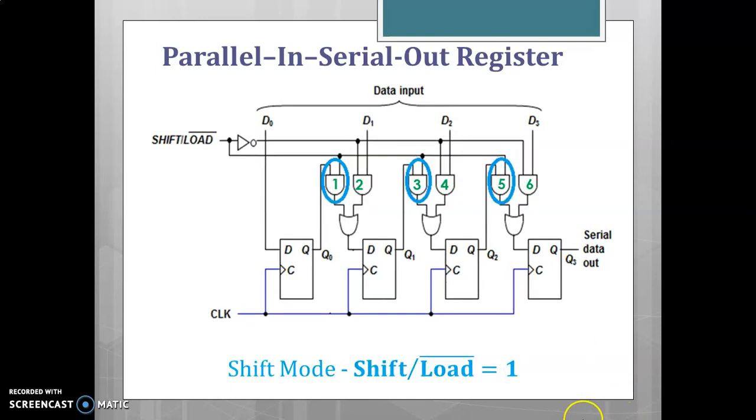In the shift mode, the control signal shift/load bar is equal to 1. So the signal is equal to 1. So here 1, 3 and 5 AND gates will be active. In this case, the output of this flip-flop Q0 is connected to the next flip-flop. Similarly, the output Q1 is connected to the next flip-flop. Similarly, Q2 is connected to the next flip-flop. Here, shifting of data from left to right occurs on the application of the pulse. Thus, the parallel in serial out operation takes place.